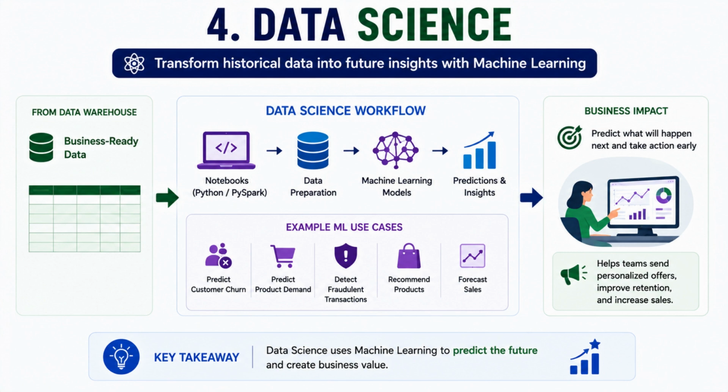Instead of asking what happened yesterday, they ask what will happen next month. So this is where data science comes in. Data scientists build machine learning models. For example, predict customer churn, predict product demand, detect fraudulent transactions, recommend products, or forecast sales.